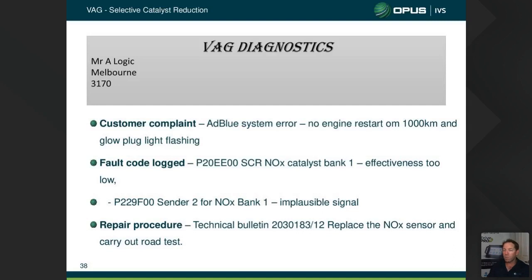Unfortunately, when it sends the wrong signal back, saying that the effectiveness of the catalyst is no good, or the effectiveness is very, very low, the engine won't start. That particular one is a replacement of the NOx sensor. Replace that, carry out a road test, good to go. Again, keep these as reference for when you get these vehicles in, because you definitely will.